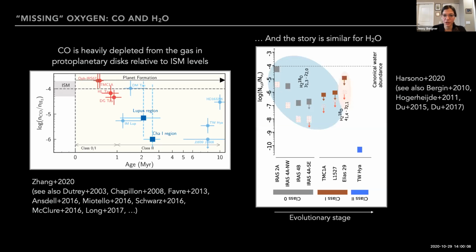So the story is similar for water. This is another nice summary plot, but also builds on a lot of other previous works. And so we're showing the water abundance with respect to H2 on the y-axis, and again, evolutionary progression along the x-axis. And we see that in this case, by the protoplanetary disk stage, we're many, many orders of magnitude underabundant in water compared to what we would expect. So it's just a general theme then that oxygen seems to be missing from the gas by the time we get to the protoplanetary disk stage.